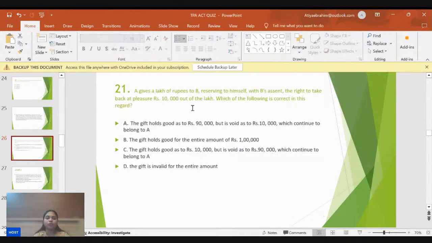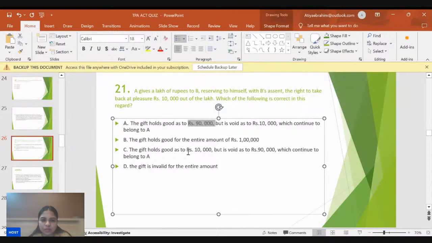Okay, come to question 21. A gives a lakh of rupees to B, reserving to himself with B's assent the right to take back at pleasure rupees 10,000 out of that lakh. Which of the following is correct in regard? The gift holds good as to rupees 90,000 but is void as to rupees 10,000, which continues to belong to A. The gift holds good for the entire amount of 1 lakh. The gift holds good as to rupees 10,000 but is void as to 90,000, which continues to belong to A. Now these two options are same? No, the options are not same. Here it is 90,000 and here it is 10,000. And the gift is invalid for the entire amount.